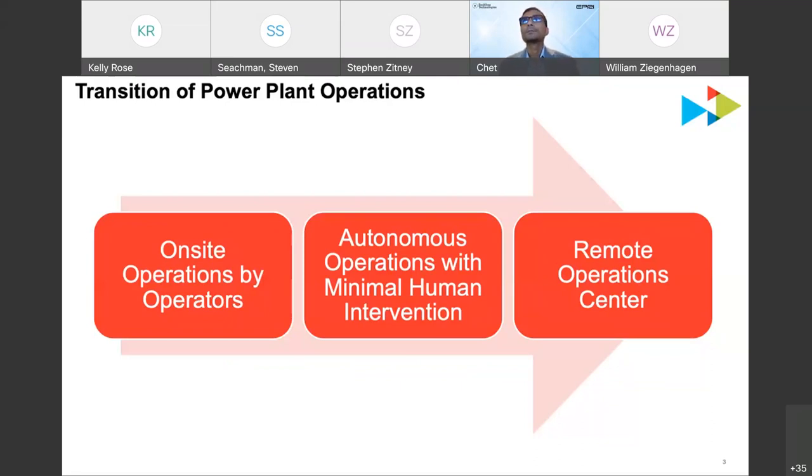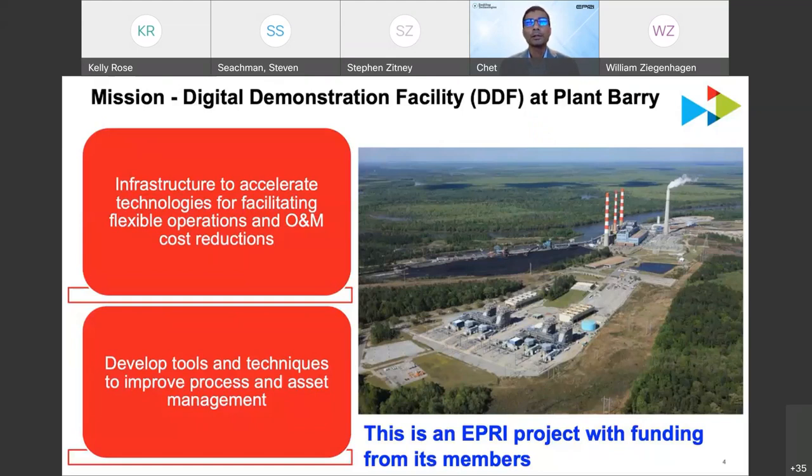Steve, next slide. So what we did was we started a research center called the Digital Demonstration Facility at one of our power plants. It's called Plant Barry. It's located in Mobile, Alabama. And the mission of the R&D center is to develop an infrastructure to accelerate technologies for flexible operations and also for O&M cost reduction. So as we'll have more renewables in our generation mix, the fossil plants need to be more flexible. And also we have to lower our O&M cost for the fossil plants to be more competitive.